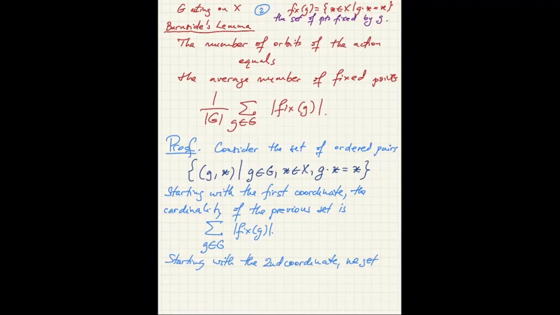Now, in this case, we start with x, so we have an element x in X, and for each such x we are going to count all the elements G that fix that element x. So it's going to be a summation over all x in X of the cardinality of the stabilizer group Gx. Okay, and so these two things must be equal. So let's do that on the next page.